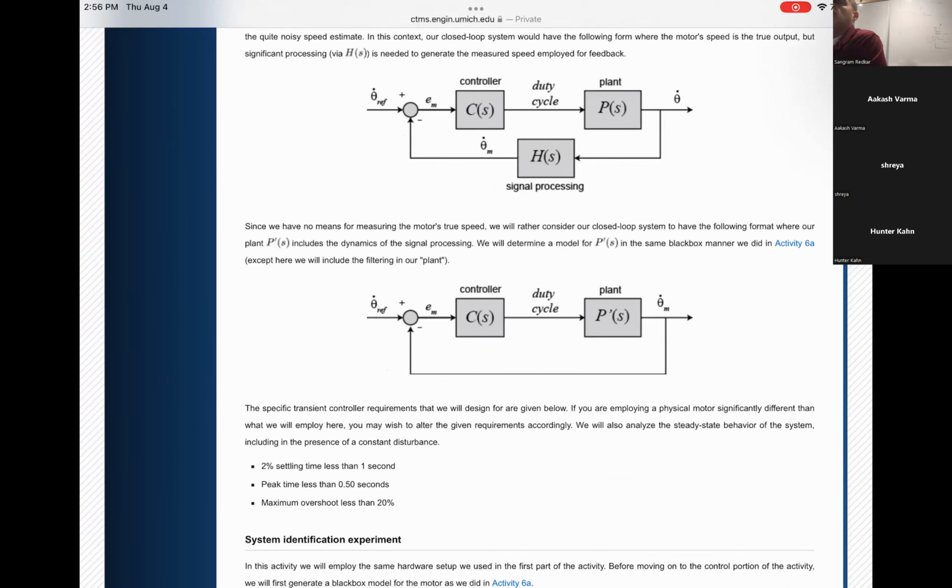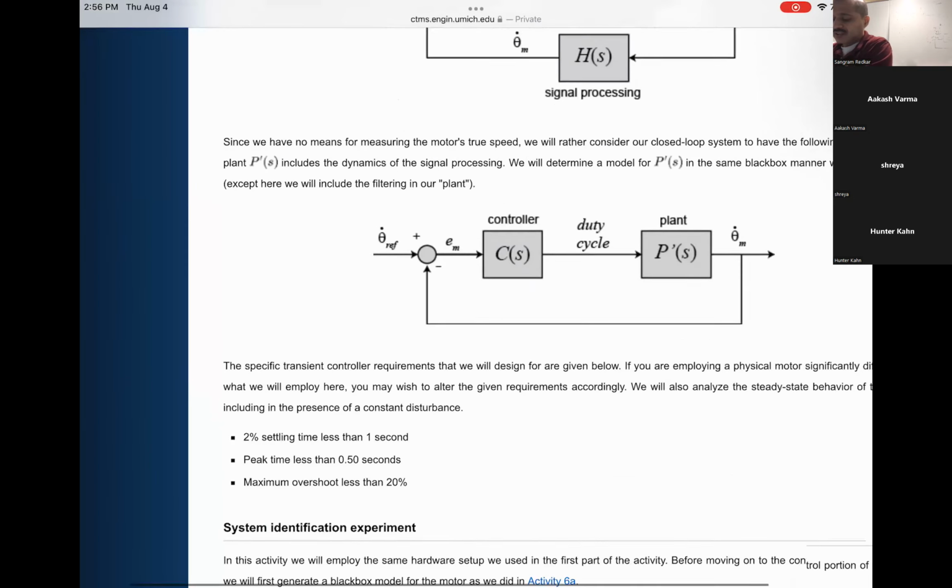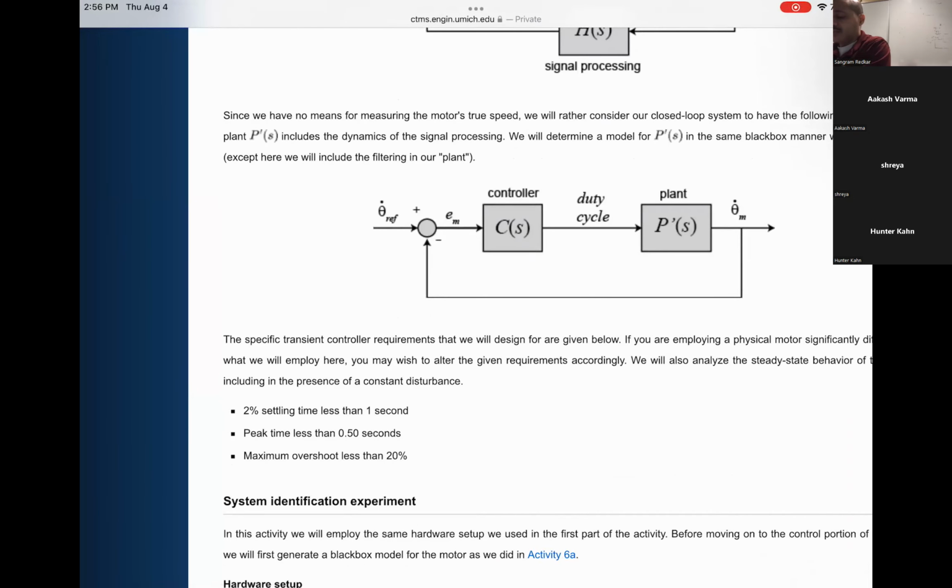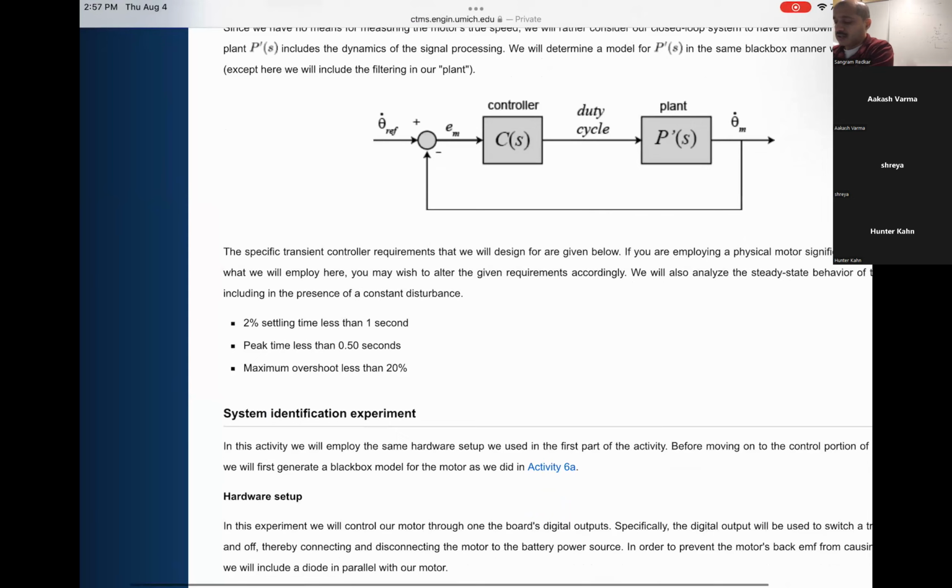And here, these are the performance specifications. Can you see that? 2% settling time, peak time of 0.5 seconds, and maximum overshoot of 20%. Are you with me so far? Online students, are you with me? So what we want to do is build this motor control so that these performance specifications can be met. So how do we do it?